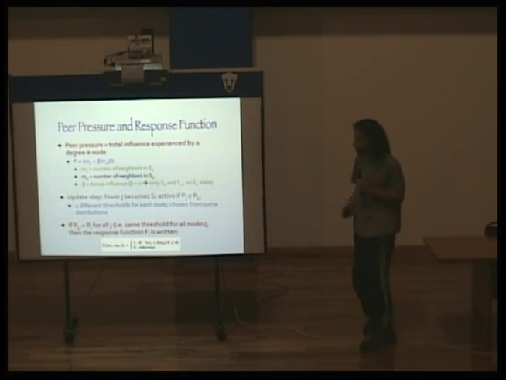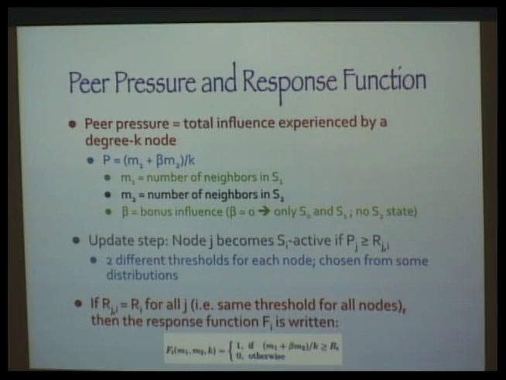Okay, so in particular, because we formulated it this way, the model does allow a node to go directly from S0 to S2. Okay, so that can occur. In practice, we have not observed that very often in simulations, but there's nothing that prevents it. And then you can write down the response function and so on.